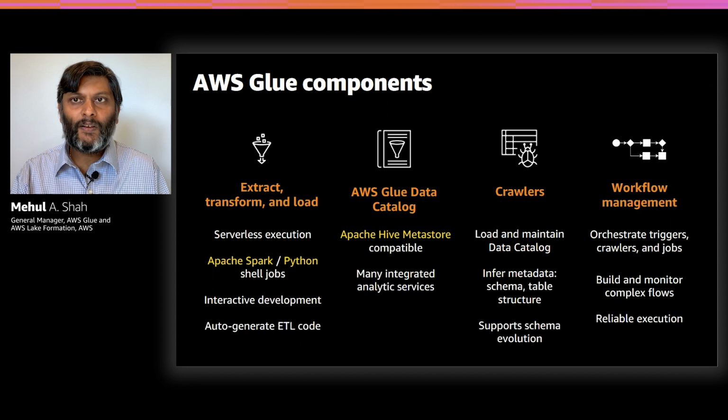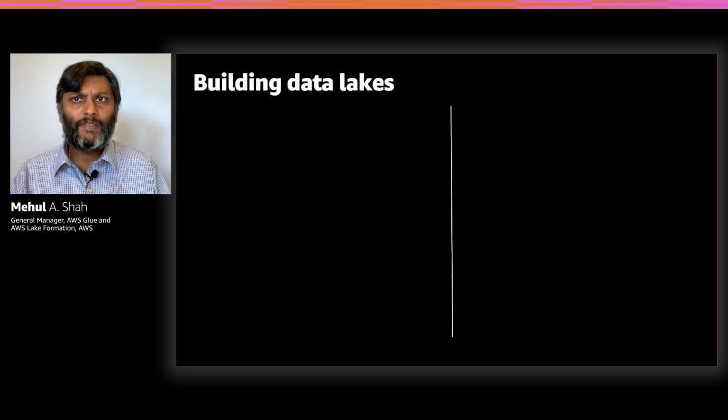And then finally, you can put all this together into complex workflows to run your data pipelines in a reliable fashion. This is our Glue workflows component. What's Glue used for? Well, there are three main use cases that we can see. The first one is for building data lakes on AWS.